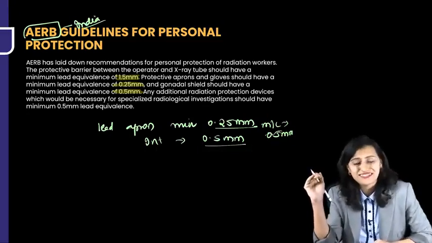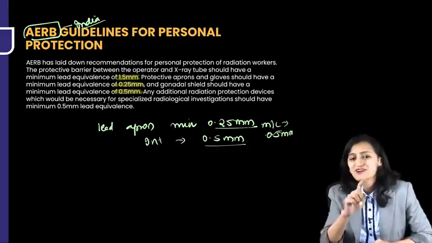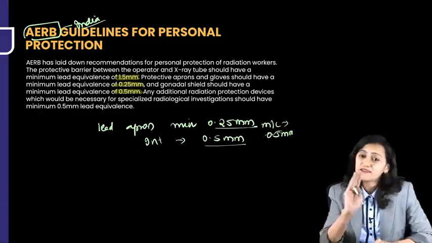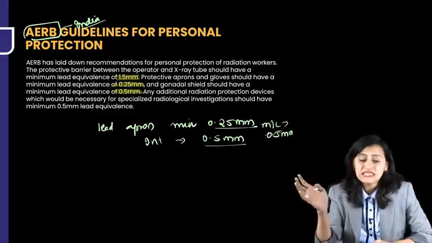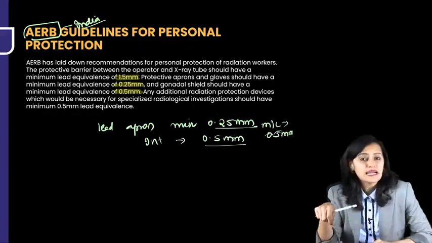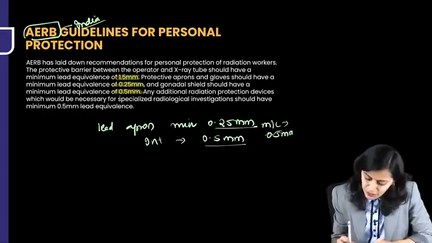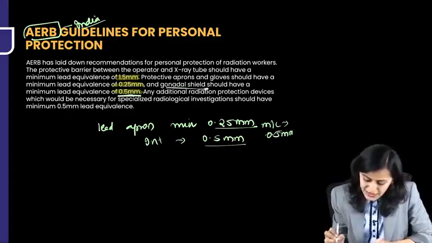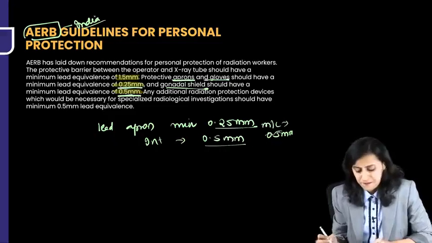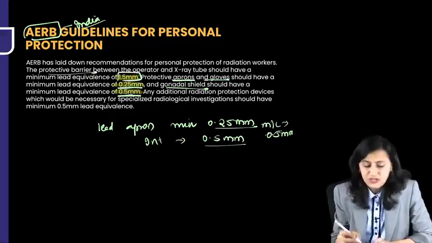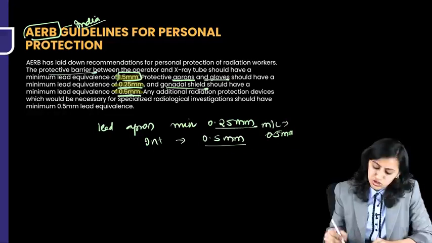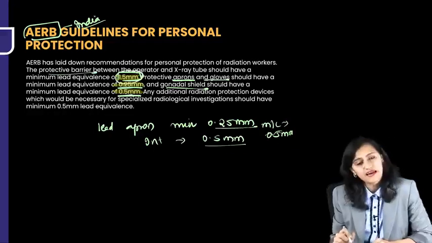compromise and adjust. But even for Indians, the gonads are important. We will not compromise on the gonadal shield. If the question is, according to AERB, what is the minimum gonadal shield thickness? Then it is 0.5 mm for the gonadal shield, 0.25 mm for aprons and gloves. The protective barrier in the X-ray room should have a minimum thickness of 1.5 mm.